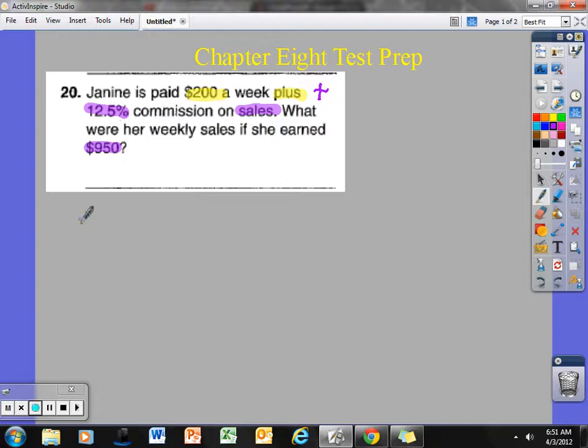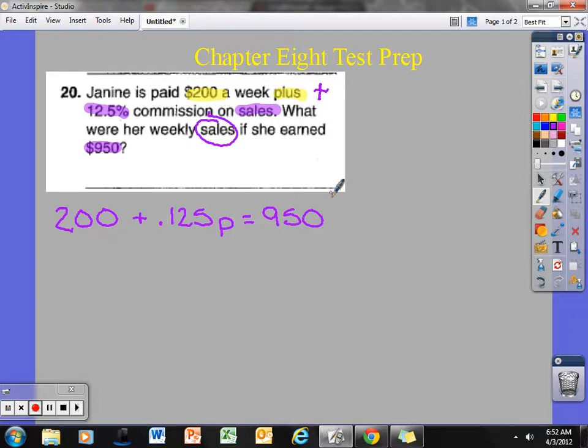I'm going to try to write this into an equation. I know she's making $200 plus she's getting 12.5% of all of her sales. We don't know what her sales were, because that's what we want to find. I'm going to convert 12.5% to a decimal, which is 125 thousandths. We don't know how many sales she made, so I'll put in the letter P, and all of that altogether equals $950, because that was her total earnings for last week.